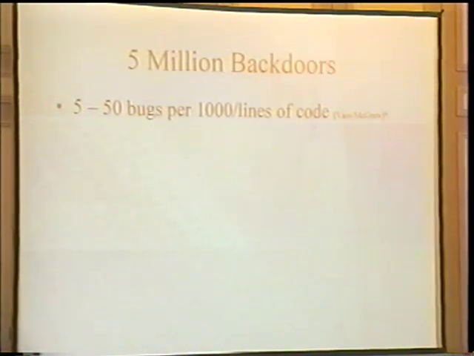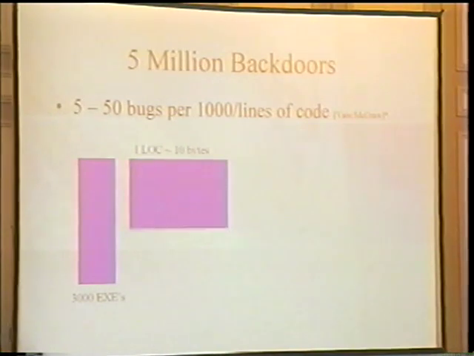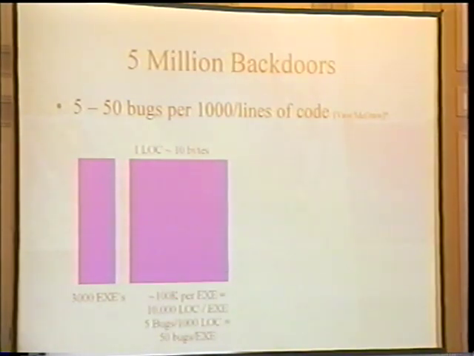What I did is I calculated the average number of executables on a system, a Windows system in this case, and I was counting DLLs. Then I extrapolated this to a 30,000 node network. The idea here is I want to tell you how many backdoors are in a typical enterprise network today. So for 3,000 executables, I did some compilations with C code and found that a typical line of C code equates to about 10 bytes of actual opcode. So there's about 100K per exe on average on the system I was analyzing. That's 10,000 lines of code per exe, 5 bugs per 1,000 lines of code minimum. That means we have 50 bugs per executable.